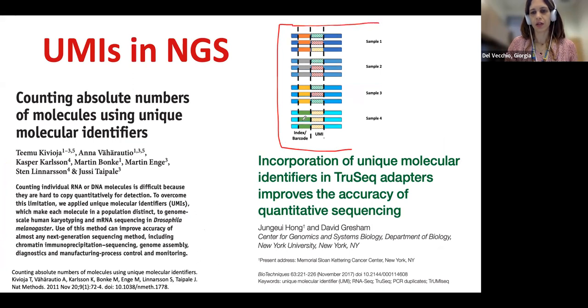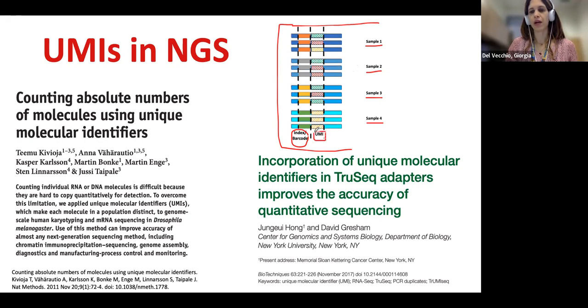So here we have the index or barcode. Orange, gray, yellow, green, they are the index or barcode. Index or barcodes are important to uniquely label the sample. So sample 1 is barcode orange. Sample 2 is gray. Sample 3 is yellow. Sample 4 is green. Now let's go to the UMI.